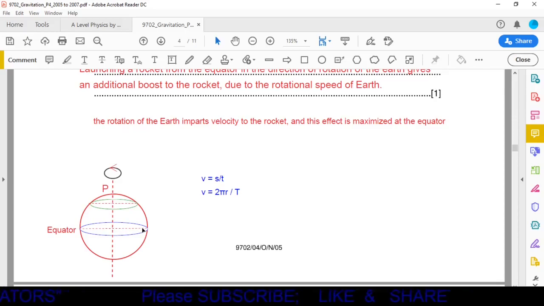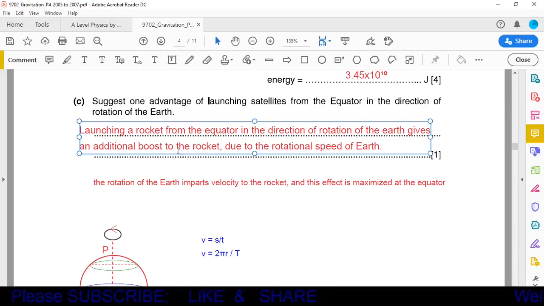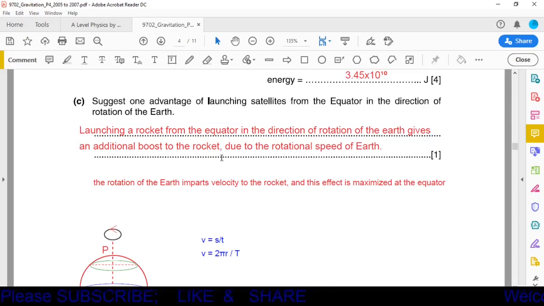Okay, we have seen that at the equator, velocity is maximum. So when we launch a rocket from the equator, this velocity of the Earth will give a boost to the satellite. So we will check what is the answer here. Launching a rocket from the equator in the direction of rotation of the Earth gives an additional boost to the rocket due to the rotational speed of Earth.